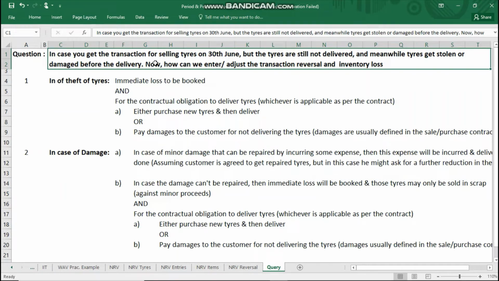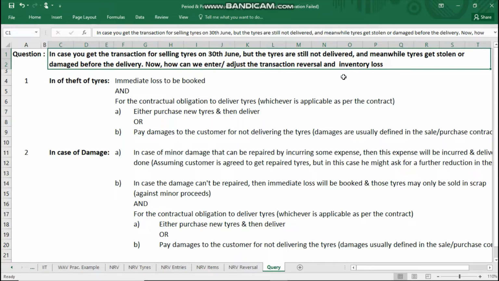There was a question raised in the previous video, and someone mentioned that in the comment section. So it would be better to first answer that question and then we'll move to the extracts of the balance sheet. Okay, so someone raised a question and it goes like, in case you get the transaction for selling tires on 30th June, but the tires are still not delivered, and meanwhile tires get stolen or damaged before the delivery. Now how can we enter or adjust the transaction reversal and inventory loss?